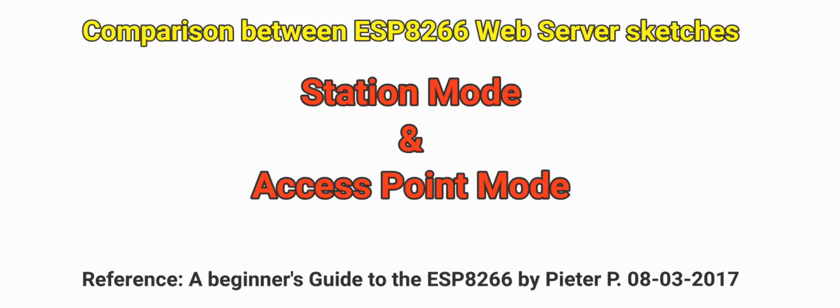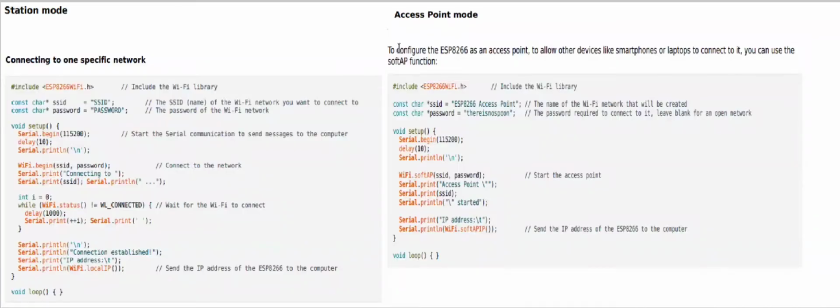In this video, we are going to compare a sketch of a web server in station mode and in access point mode. On the screen, you will see the comparison between a sketch of a station mode and an access point mode. Before we proceed to comparing the two sketches, let's go to the illustration of the author of this code.